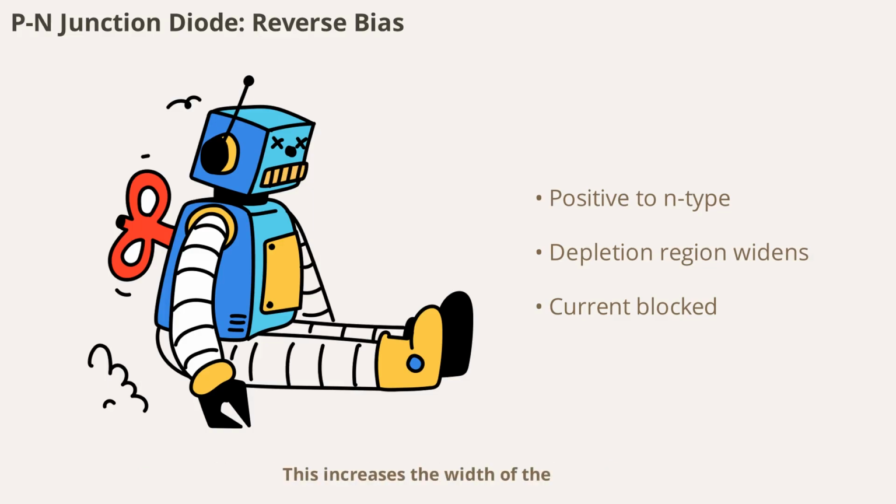This increases the width of the depletion region and raises the barrier potential, effectively blocking the flow of current. Only a tiny leakage current flows due to minority carriers. This property is what makes diodes useful for controlling the direction of current in electronic circuits.